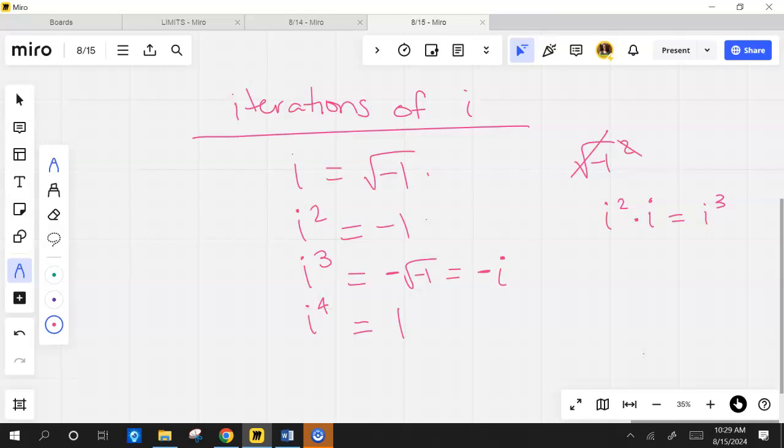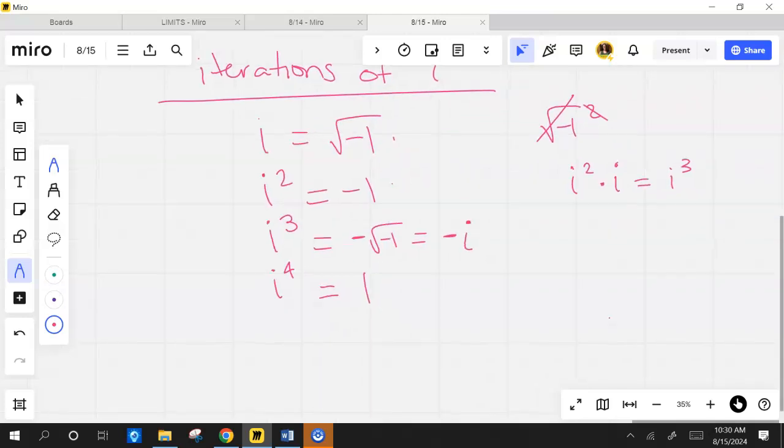Multiplying, not adding. All right, stay with me. i to the fifth would be, what's i to the fifth? Watch, look. i to the fifth would be the square root of -1, which is just i.